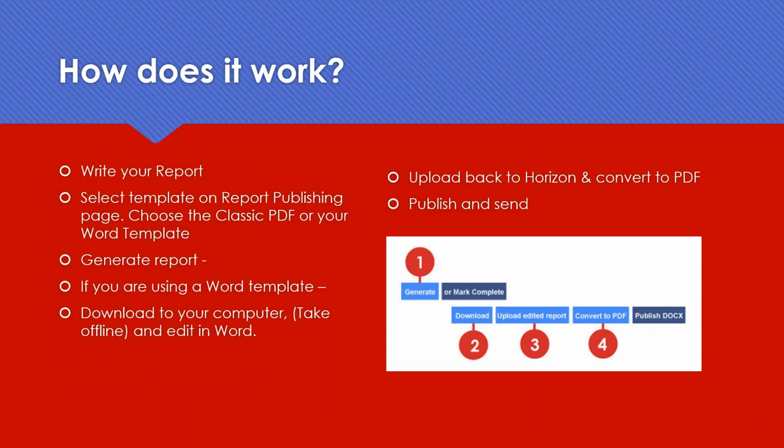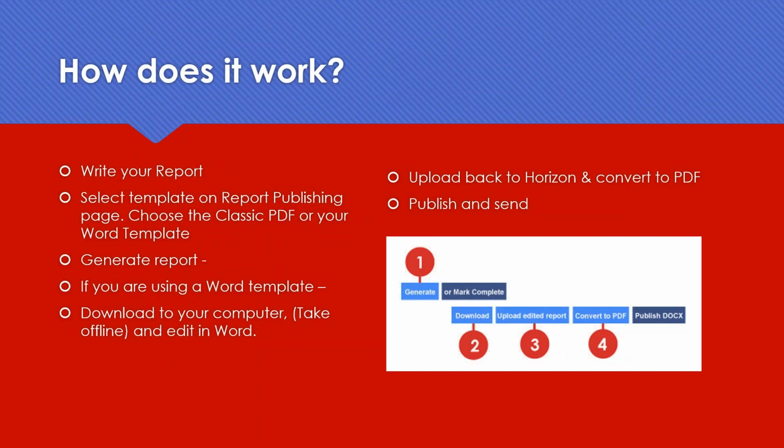Okay, so now we'll go through a quick rundown of how it works. First, you write your report as usual using either Horizon Web, mobile, or laptop. Once everything's back on the cloud at discoverhorizon.com, you would select the template on the report publishing page. So you can switch it from the classic to your base template. I'll definitely go over that in a quick demo.